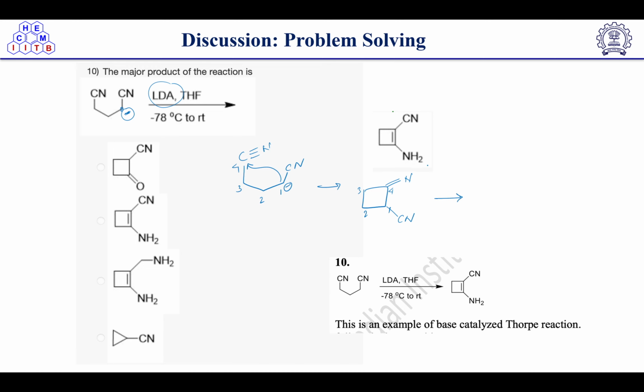After this one we have the hydrolysis. We have discussed it already in the Thorpe reaction case. CN will remain as it is. Protonation will take place and it will look like this one. Then further it will get isomerized to give the primary amine. Okay, this is the product we will get here. So option number 2 is the correct option.